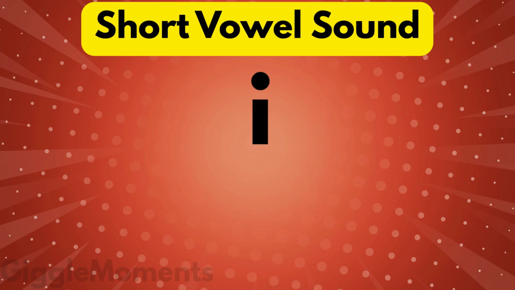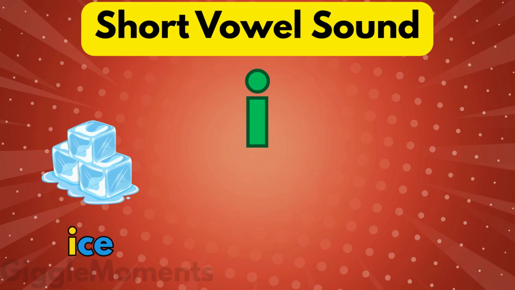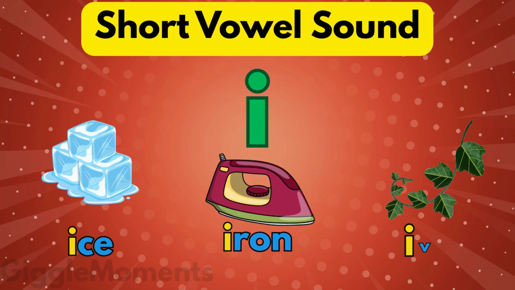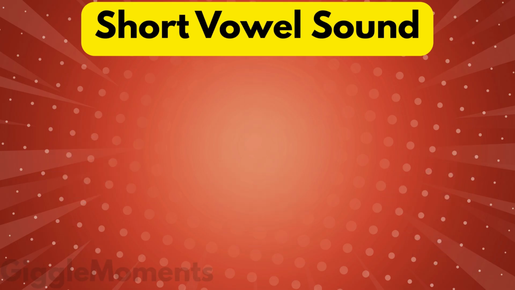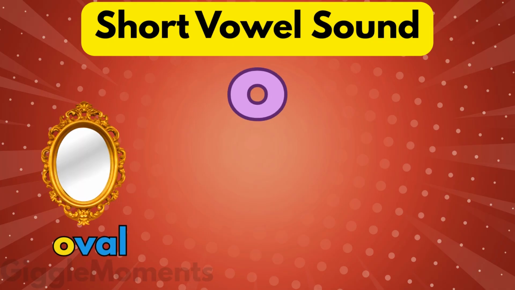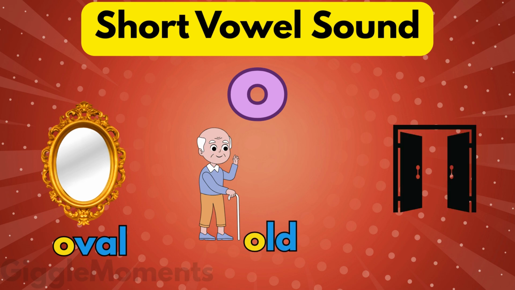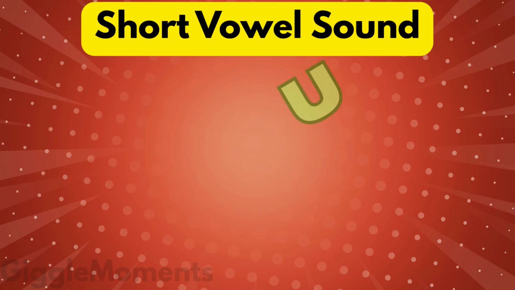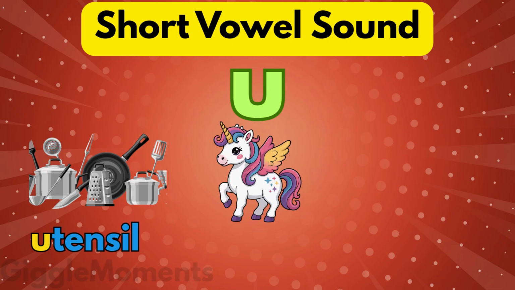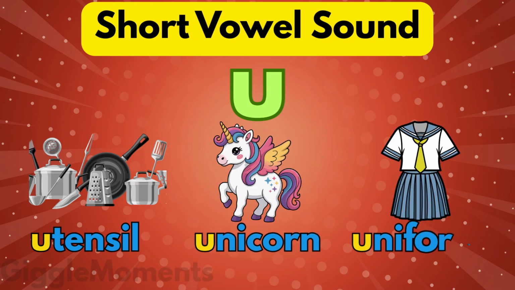I makes the sound I, as in ice, iron, ivy. O makes the sound O, as in oval, old, open. U makes the sound U, as in utensils, unicorn, uniform.